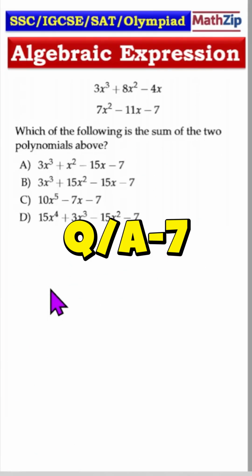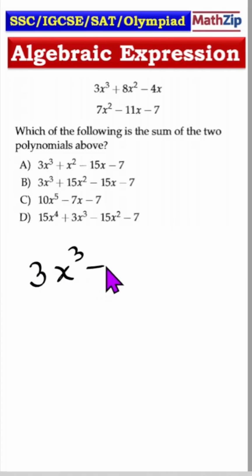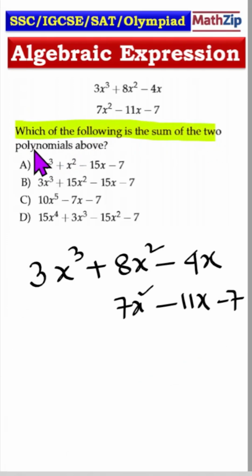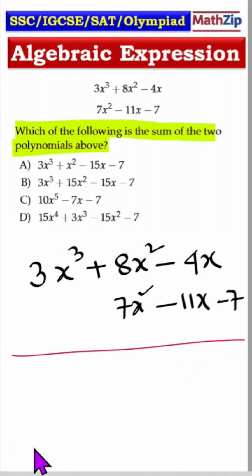Thank you. Here 3x cube plus 8x square minus 4x. Another one is 7x square; in terms of x square, 7 should be here, 7x square, then minus 11x, and then minus 7. Now which of the following is the sum of the two polynomials above? So we have to make a summation.